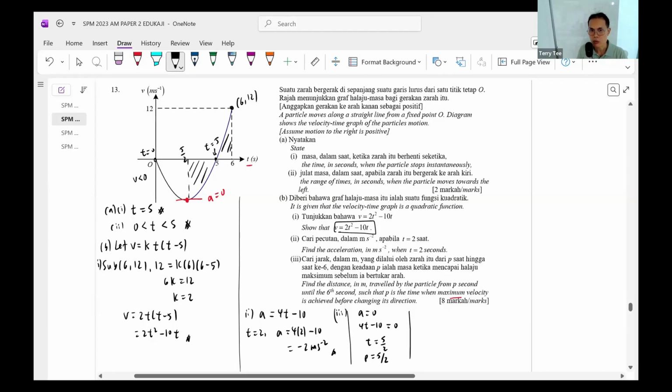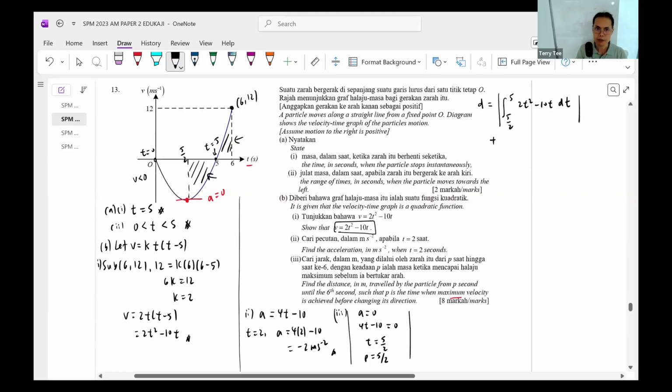Okay, wait. Until they say from p seconds until 6 seconds. 6 seconds is here. Now remember, area under the graph of velocity time is called distance. So we need to find this part and this part. So we're going to use integration. So now you can use definite integral. That means we integrate from 5 over 2 to 5. Your function is 2t squared minus 10t dt. But the first part is going to be negative. Why negative? Because the area is below. When the area is below, you integrate, your answer is negative, so you modulus it because distance is always positive.